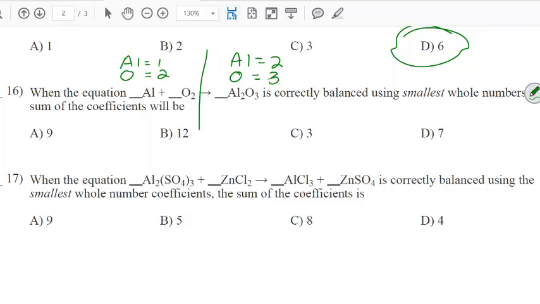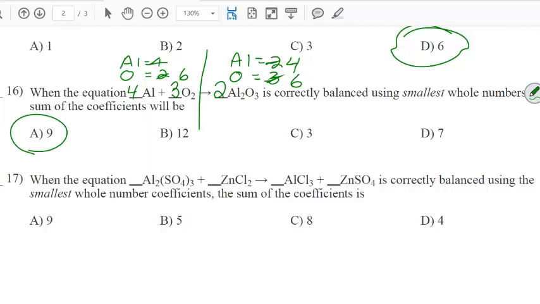I can't turn 2 into 3 unless you use a half. You could. So let's make them both 6. So let's make 6 oxygens there. And let's put a 2 here to make 4 aluminums and 6 oxygens. And then my aluminums, I would need a 4 there. So the sum of the coefficients is going to be 9 again. It's not always 9, I promise you.